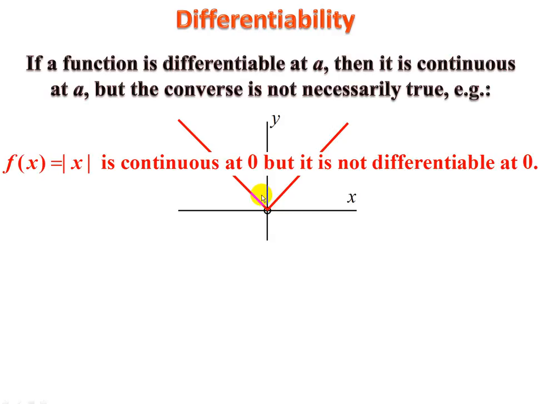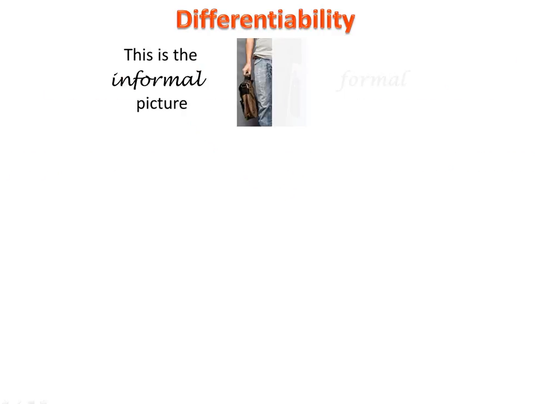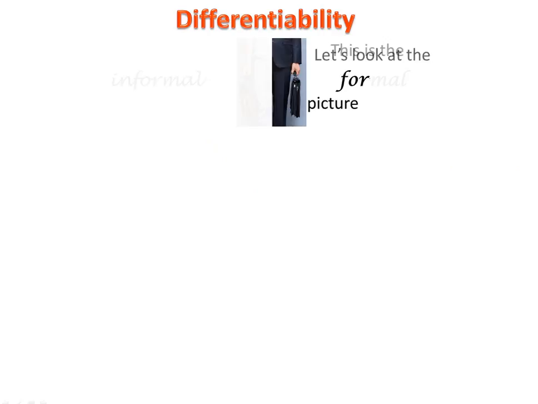Have a look at the absolute value graph. It's continuous there. Left limit equals right limit equals 0. Its function value is 0, so the limit is equal to the function value. Therefore it's continuous, but it's not differentiable. We've already found that out. That's informal. Tatty jeans, tatty case. Let's look at the formal case.